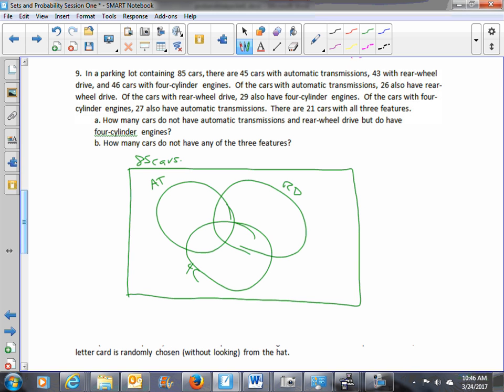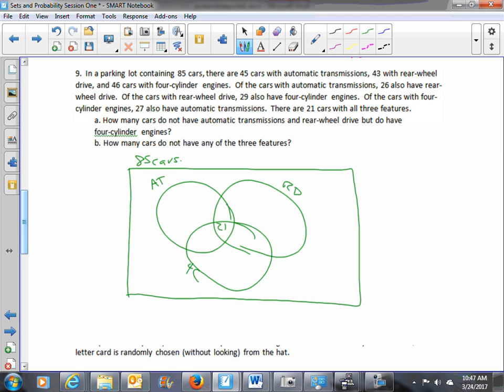Of the cars with automatic transmissions, 26 also have rear-wheel drive. Of the cars with rear-wheel drive, 29 also have 4-cylinder engines. Of the cars with 4-cylinder engines, 27 also have automatic transmissions. There are 21 cars with all 3 features. So we'll start with the 21, and it goes right here. That's the overlap of all 3 circles.